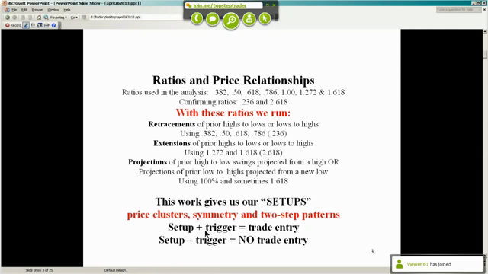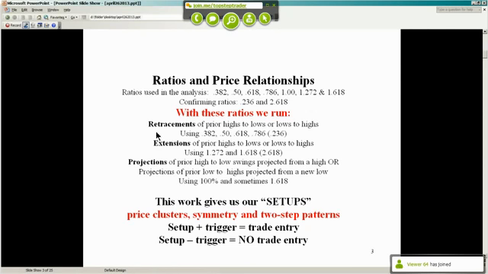First, what I want to do is just go over a few of the basics here. As far as the price relationships that we're using to do the analysis, they are based on the ratios derived from the Fibonacci number series.